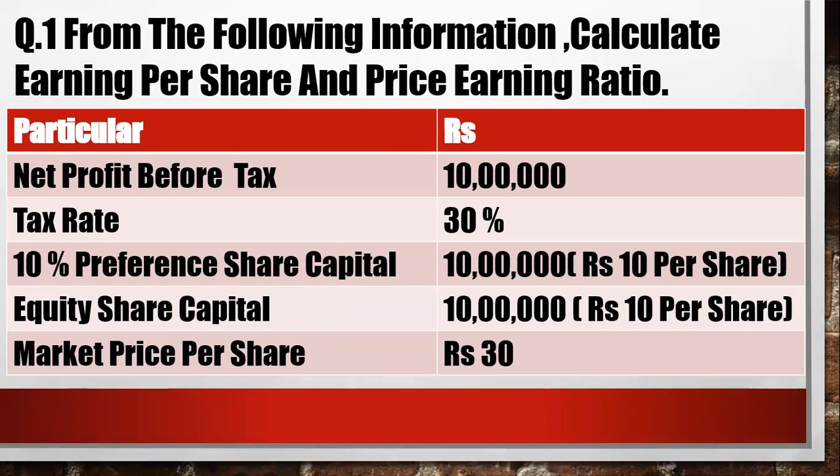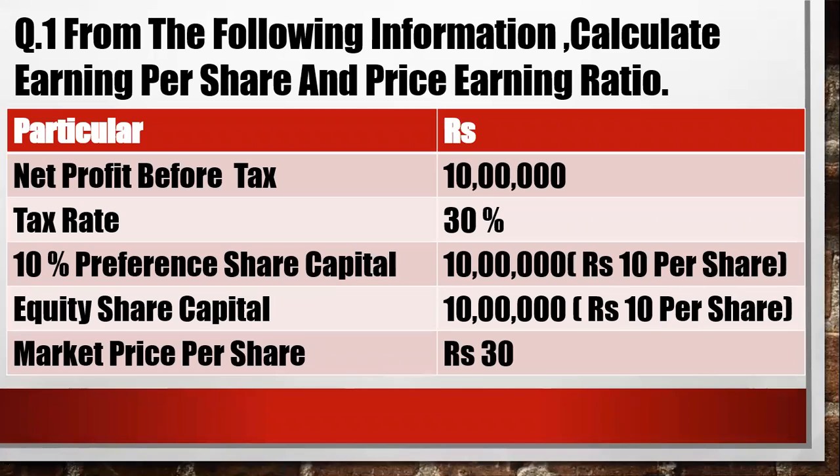So ma'am, your net profit before tax is 10 lakh. You have to calculate tax rate over here. So 30% on net profit before tax only. So you will get 7 lakh after deducting the tax. So 7 lakh, it's your net profit after tax. So my formula for EPS, that is net profit after tax minus preference dividend. So over here in this sum, you have to calculate the preference dividend also.